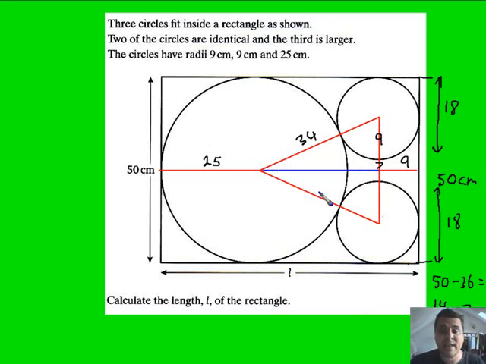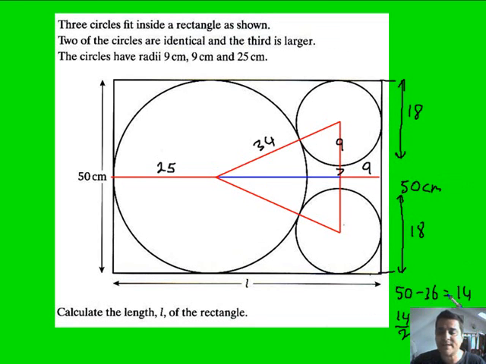Let me just check that again in case I made a mistake. The diameter of the small circle is 18. The diameter of this small circle is 18. 2 18s are 36. When I subtract that from the whole length of this side of the rectangle, I have 14 left over.